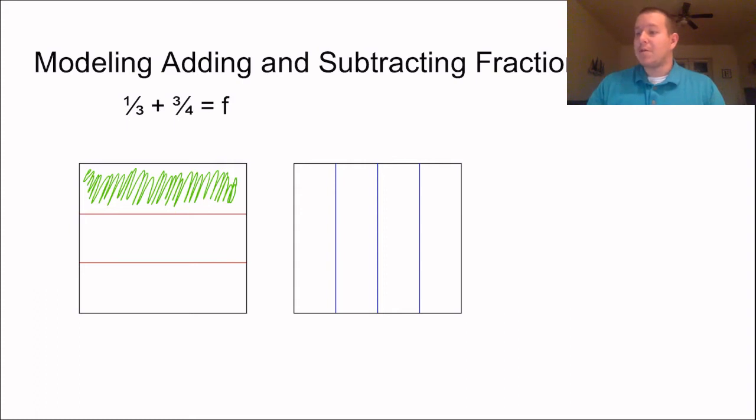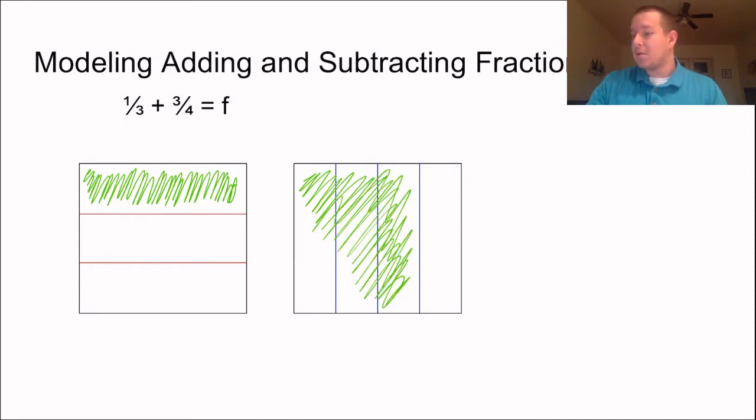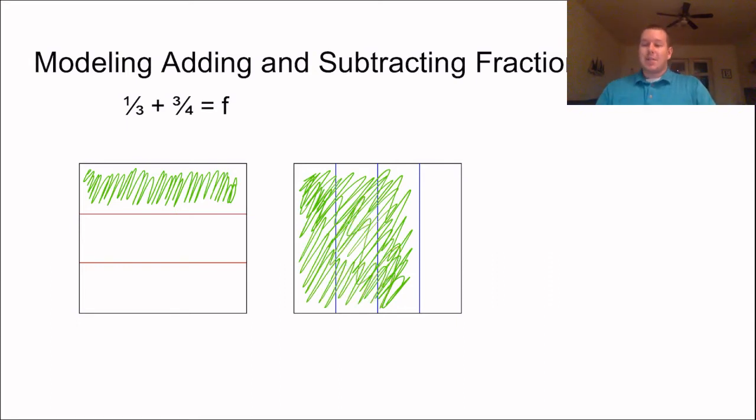Now, if I wanted to represent 3/4, I have 4 here. I'm going to have to shade in 3 of these rectangles to give me 3/4. So now I have 1/3 and 3/4, but I need to add them together. Now, the way they are right now, they're not in equal parts. So we're going to have to put them in equal parts.